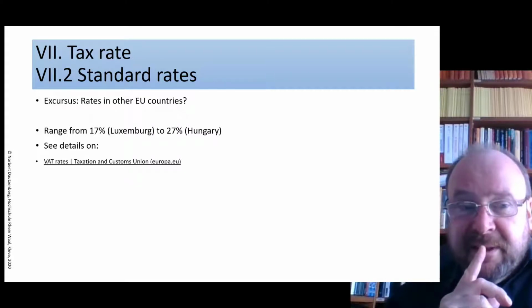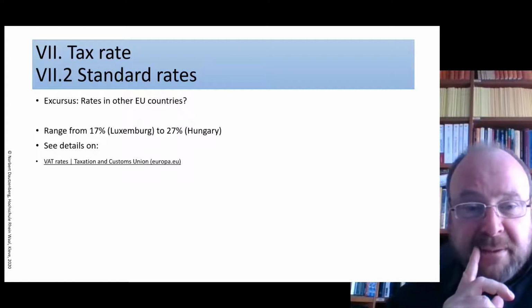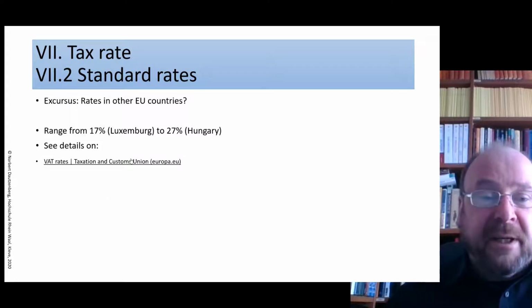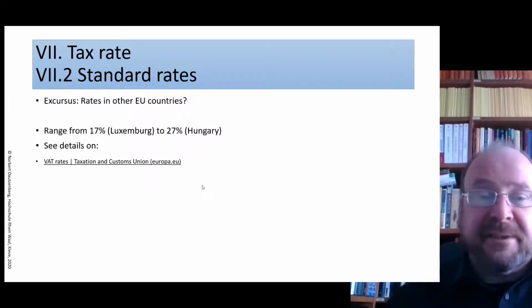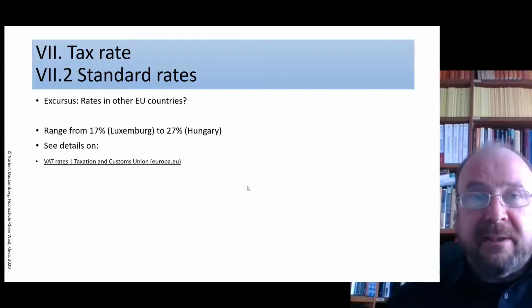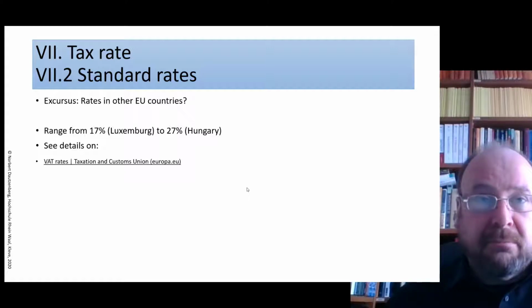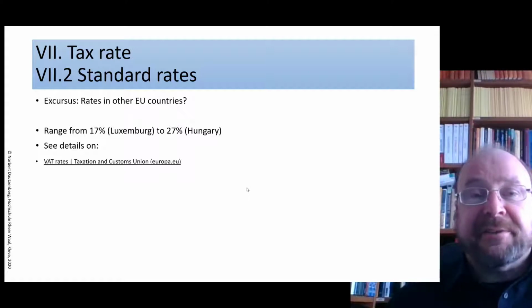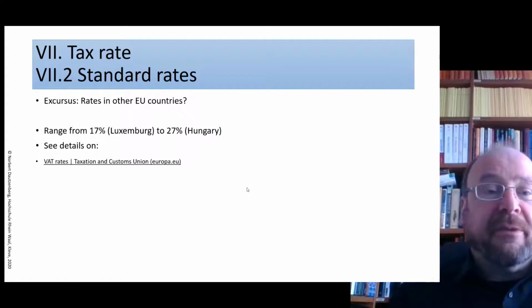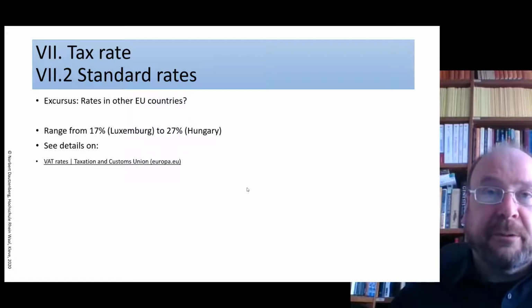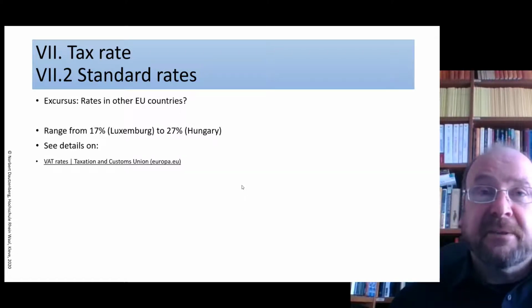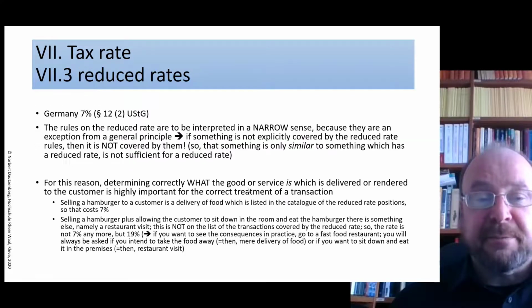The tax rates in other EU countries range from 17% in Luxembourg to 27% in Hungary. I give you here a link where you can see how the VAT rates in other countries are. You can also find that if you do research by Google or another search engine and just type in VAT rates 2021 or so, then you usually get some internet sites where you can find lists of the rates in different countries, and I would recommend taking the official publication of the European Union, because there you have something firsthand where you can hold an official institution responsible.